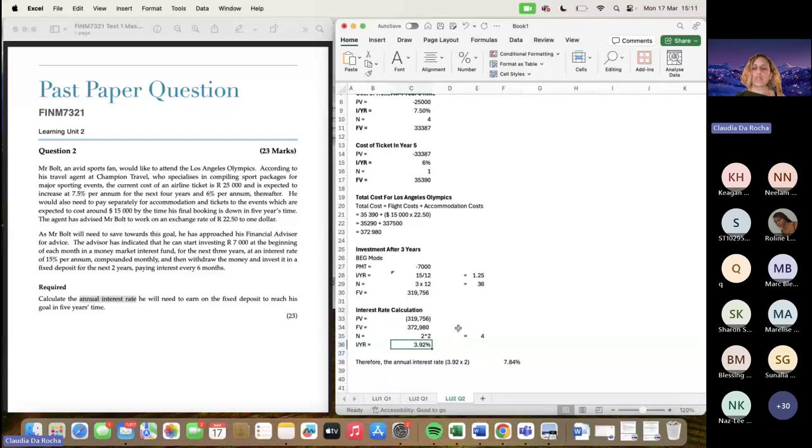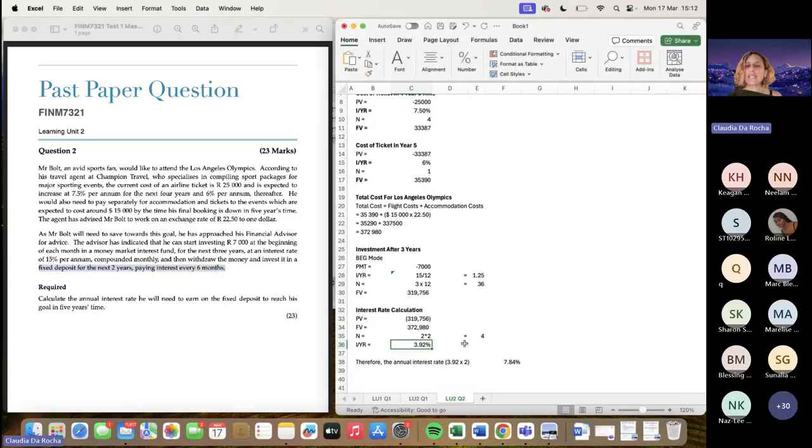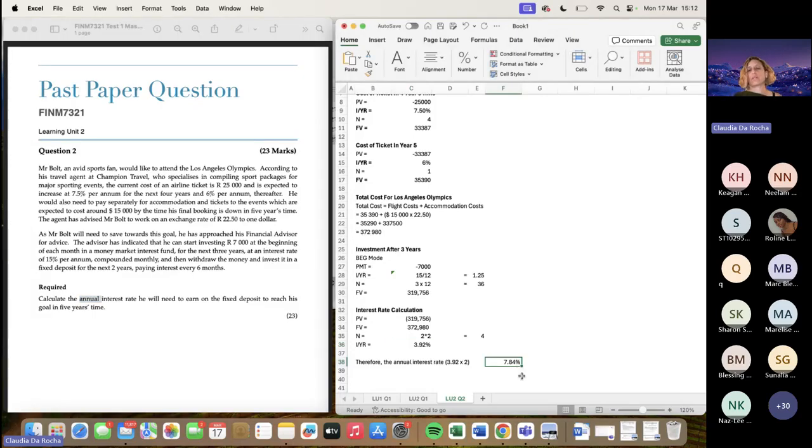Okay, so the 3.92% is the interest that we're calculating, the annual interest for investing in the fixed deposit. The 3.92% is a compounded rate. It's the effective annual rate, so it's already showing that you're compounding twice a year. Because the question asks for an annual interest rate, we have to multiply it by the compounding factor, which is 2, to get it to 7.84%. I hope that answers that question.